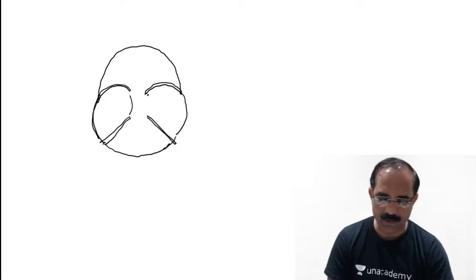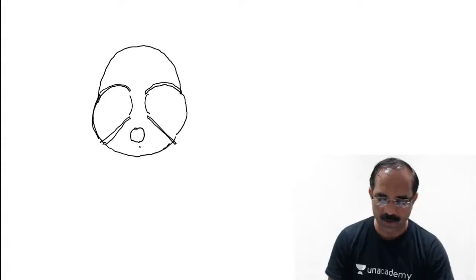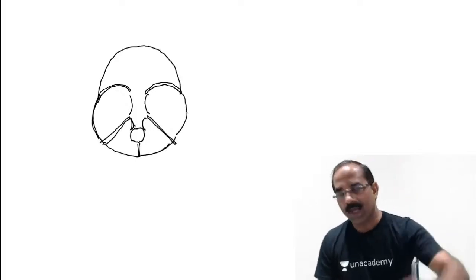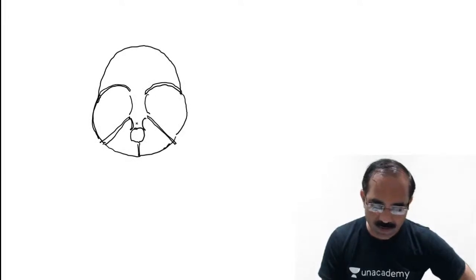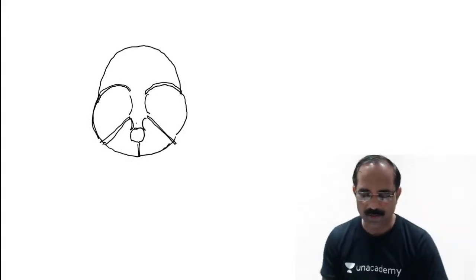And what is this? This is the foramen magnum. What is this slope known as? This slope is called the clivus. And what is lying on the clivus? Can anyone tell me, students? What is the structure lying here on the clivus? The brainstem. The brainstem lies on the clivus.